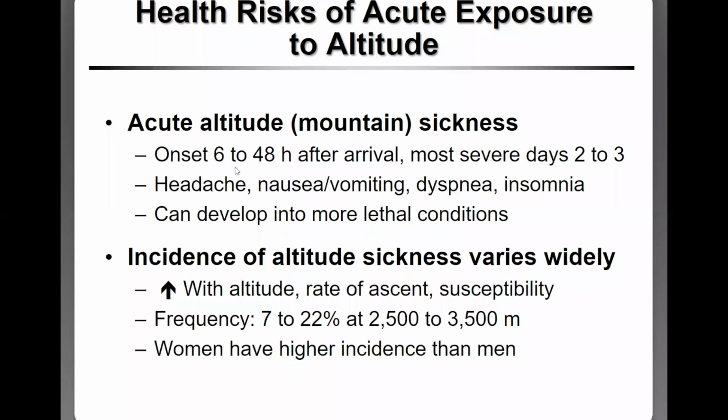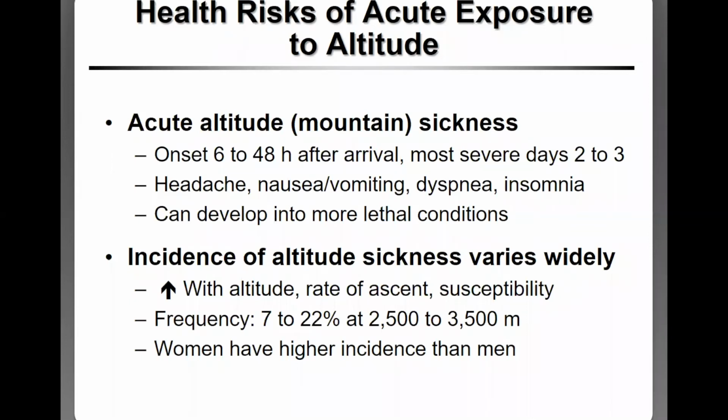So in this section, we're going to talk about the different illnesses that can happen when we move to altitude. Acute mountain sickness is one of the most common illnesses that appears after exposure to altitude. The onset is 6 to 48 hours after arrival, with the most severe symptoms occurring 2 to 3 days after exposure starts.